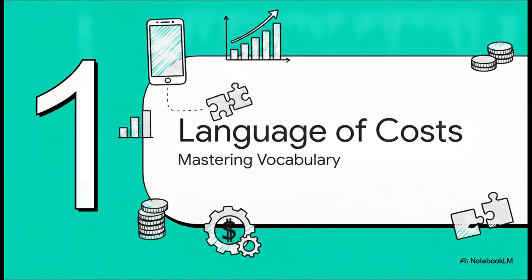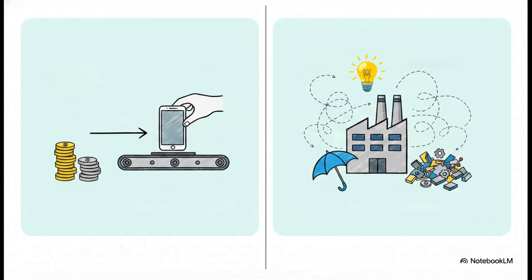Section 1. The Language of Costs, Mastering Vocabulary. To build a highly profitable project, we first have to master this foundational vocabulary. After all, you really can't optimize what you can't properly define. So, the crucial starting point is knowing the difference between direct costs and indirect costs.